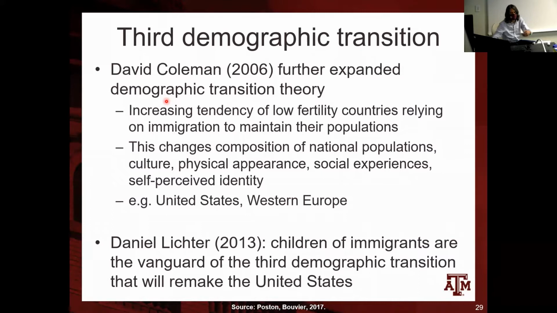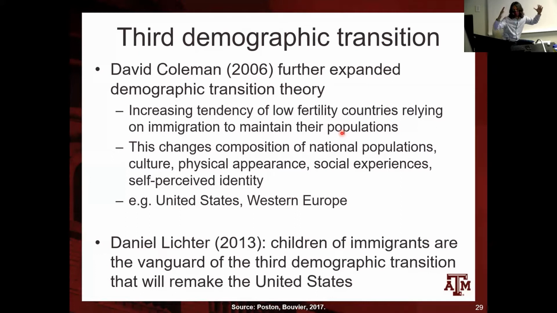time. As we have seen, there's an increasing tendency of low fertility countries to rely on immigration to maintain their populations. Some countries, like Western European countries, you would expect them, since now they have fewer proportions of children, but they still need people in labor ages. As these children get older, you're not going to have enough people in working ages to maintain your population. You would expect them to rely on immigration, immigrants.